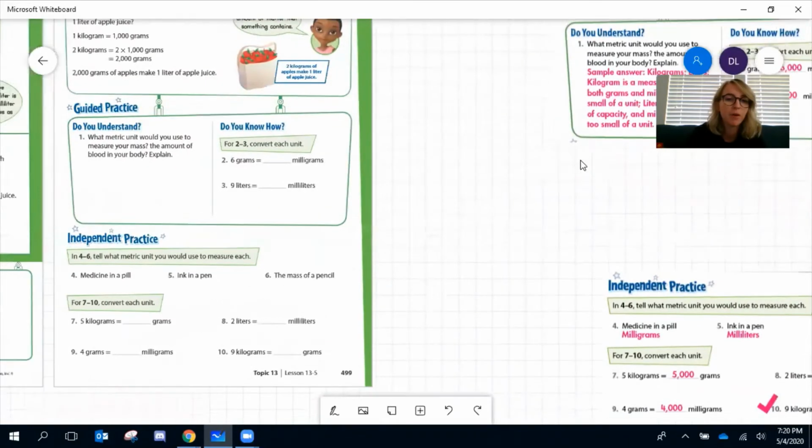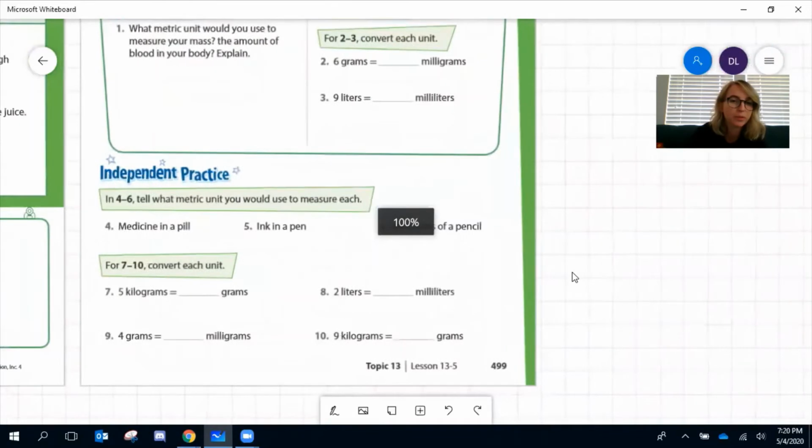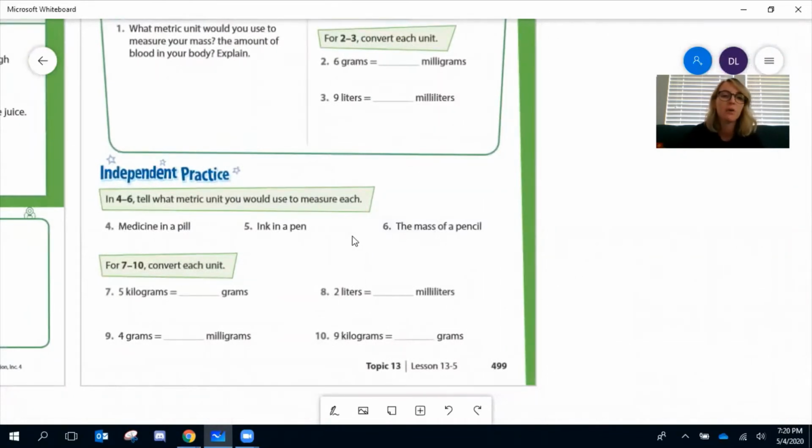So we are going to move on to the independent practice, numbers 4 through 10. Now, again, we're just getting started using these, so I recommend that for 4 through 6, make your best guess, and then you can go over, check, and see if it's correct. And we'll talk about why it's not correct. For number 7 through 10, you're just going to be converting each unit. Again, I recommend that you use the chart given in the visual learning bridge to help you answer those questions.